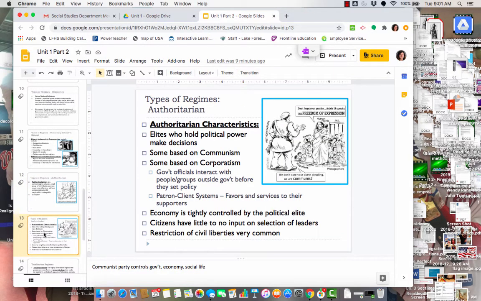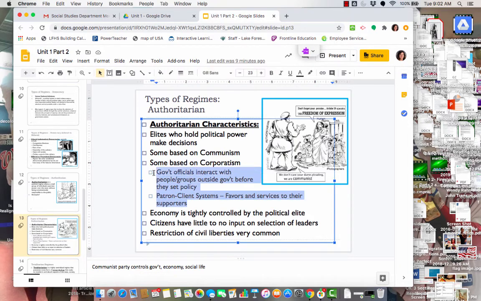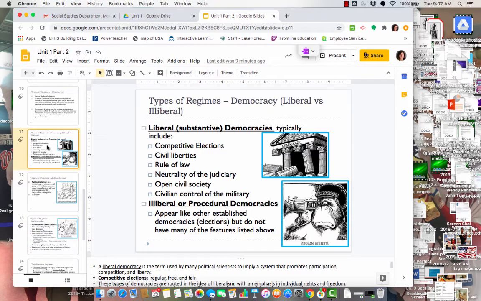More characteristics of an authoritarian regime. The 2 main regimes we study in this class are democracy and authoritarian. So in an authoritarian regime, you have elites who hold political power and make decisions. Some authoritarian regimes are communist, and some are corporatist. You don't need to worry about these 2 definitions right now, because we'll get to those when we study corporatist countries. In an authoritarian regime, the economy is usually controlled. Citizens don't really have much input on selection of leaders, and there are not very many individual freedoms. So those are characteristics of an authoritarian regime, just like we did characteristics of a democracy.